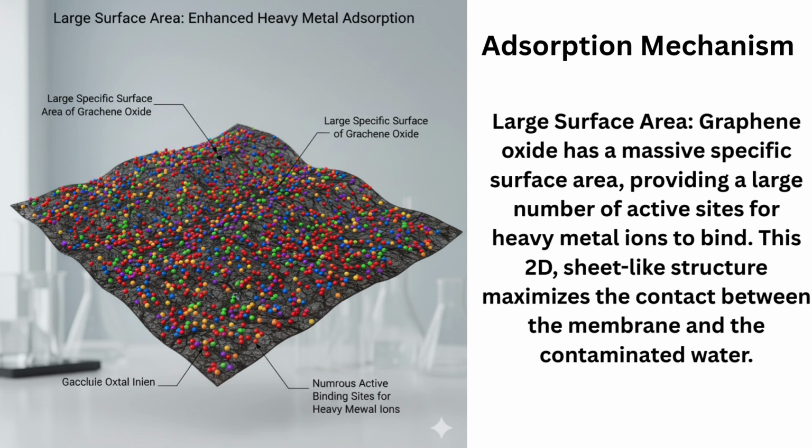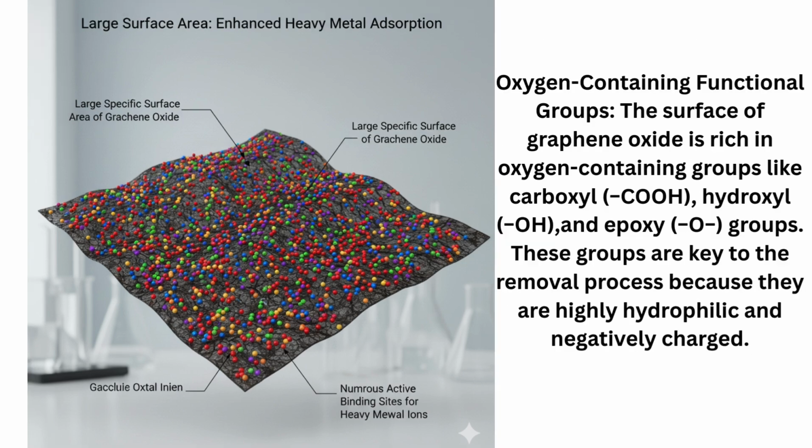Adsorption mechanism. Large surface area. Graphene oxide has a massive specific surface area, providing a large number of active sites for heavy metal ions to bind. This 2D, sheet-like structure maximizes the contact between the membrane and the contaminated water.